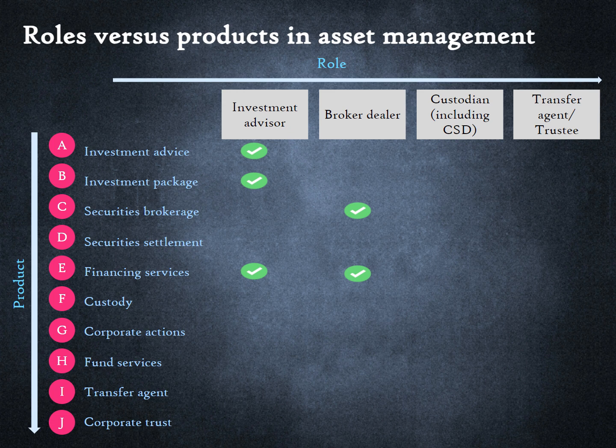Custodians offer two core functions. First, they facilitate settlements and have custody of securities. They also facilitate lending of securities in their custody. In addition, they process corporate actions on assets under their custody as well as provide fund services to clients. Finally, transfer agents and trustees service issuers of capital.